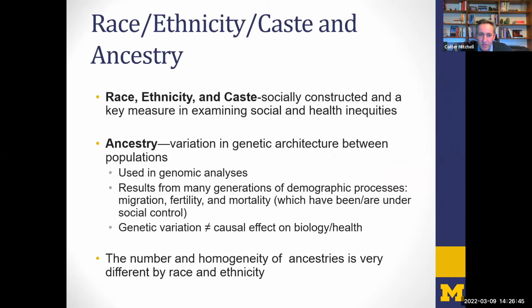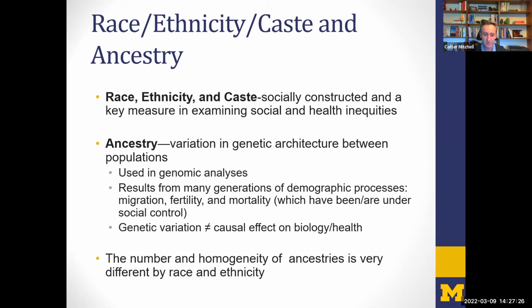Okay, so what are one of the other pitfalls that comes into this? I just want to clarify a couple things. One is often people will confuse the terms race, ethnicity, caste, that's one set, versus ancestry, and they'll combine them all. Race, ethnicity, caste are socially constructed and are often used in determining social and health inequalities. Ancestry is a variation in genetic architecture between populations. So that's used in genomic analyses.